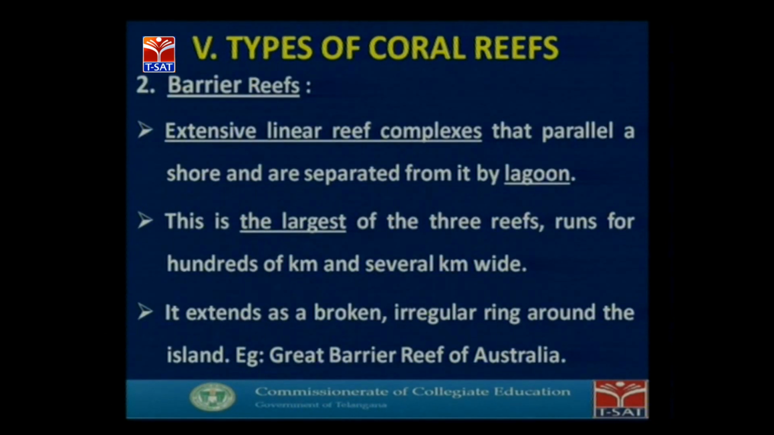And coming to the second type of coral reef, that is barrier reef. This is a little complex type of reef that is extensive and like a strait in circular form, parallel to the shoreline, and is separated from it by a relatively deeper and wider water channel called lagoon. This is the largest of the three types of coral reefs, that runs for hundreds of kilometers and is several kilometers wide. It extends as a broken irregular ring around the island. The famous example of barrier reef is the Great Barrier Reef of Australia.